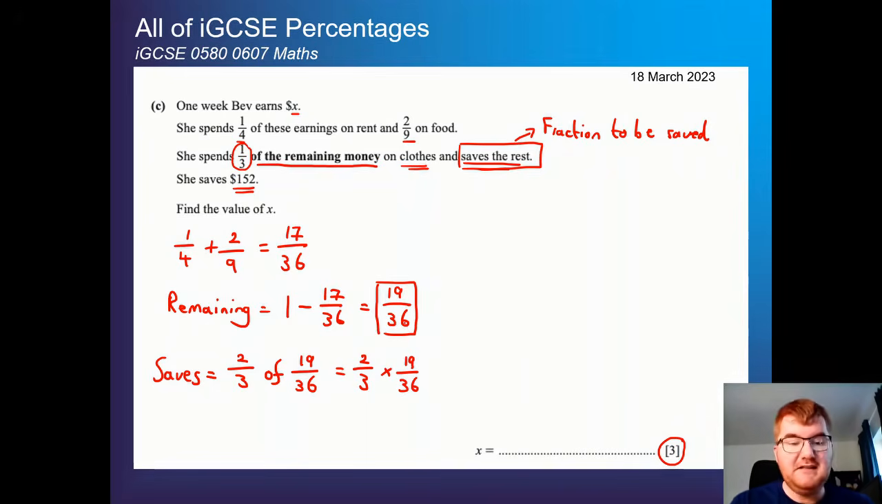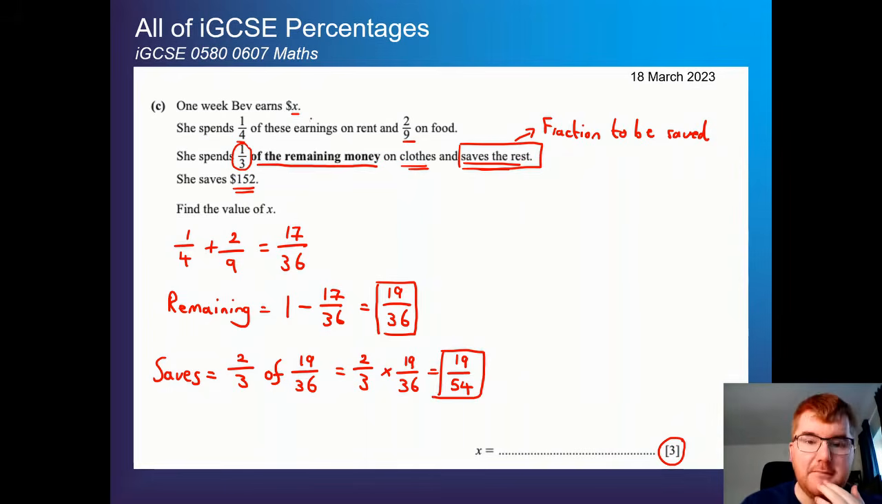And if we pop that into the calculator, so again, just using my calculator here, there is no need to do non-calculator methods for a question like this. And if we pop it in, we then get 19/54. So this is the really important fraction. She saves 19/54 of this particular X. However, we know what 19/54 is equal to, because we're told she saves $152.